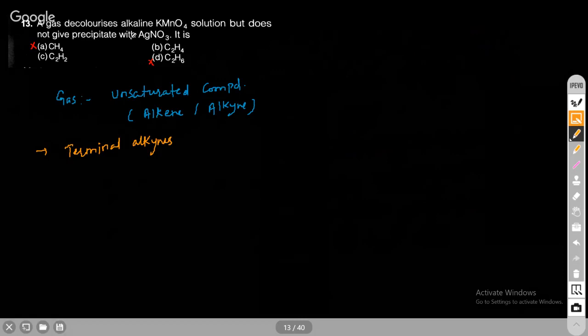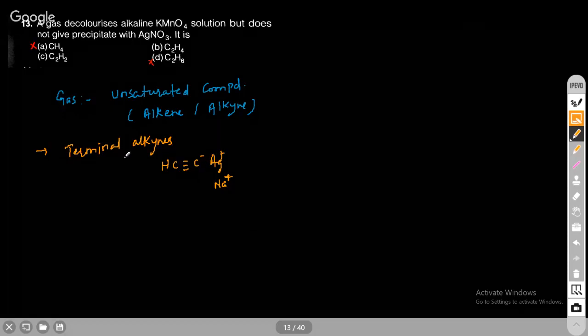It combines with sodium and silver compounds like this here we have, and forms sodium or silver salt. Like in this one what happens, the CH triple bond C minus Ag plus will form here, or if you have sodium then we'll get Na plus over here, means salts of these elements will form only with terminal alkynes, you must remember, not all the alkynes.